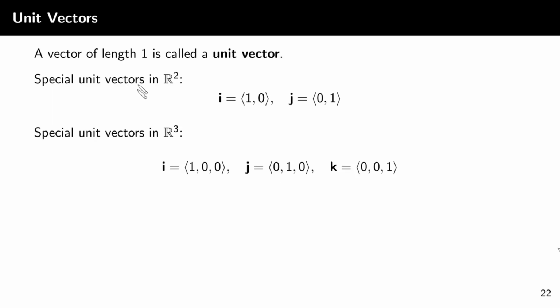Okay. So, or magnitude. Maybe let's use magnitude just to be consistent with our terminology. So a vector of magnitude 1 is called a unit vector. Okay. So in R2, meron tayong dalawang unit vectors. We call the vector with components 1, 0, I, and the vector with components 0, 1 as J. Obviously, yung magnitude nila ay 1.